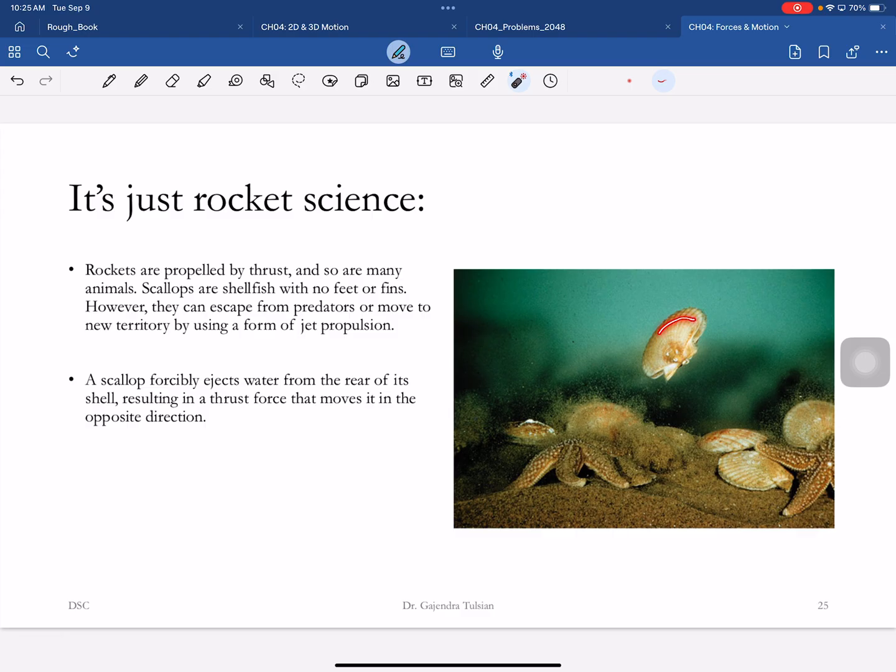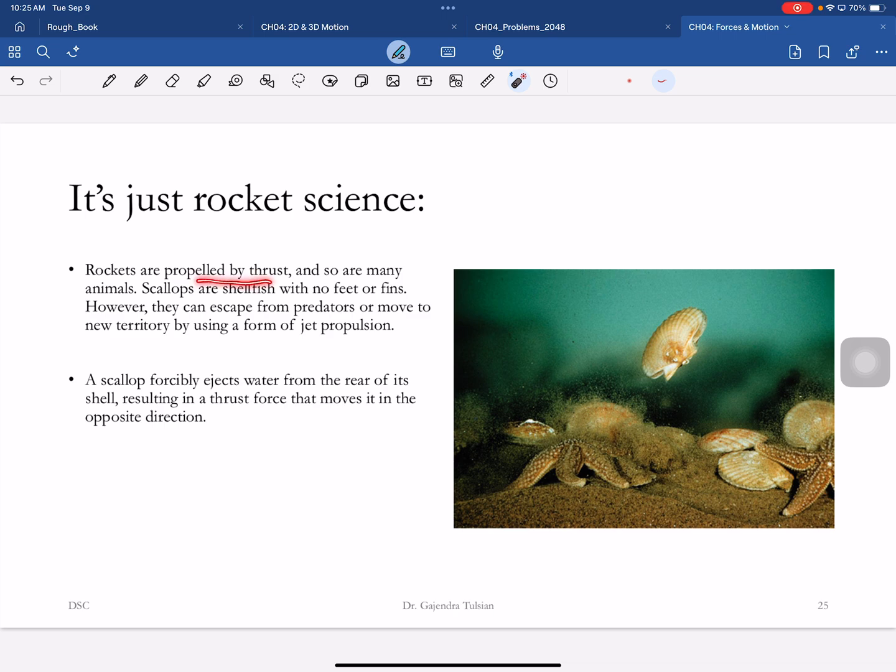And animals use this. Here is a scallop. It doesn't have fins or legs or anything. What does it do? It collects water in its chamber and shoots a jet of water. Then it can run away from a predator, or go from point A to B for better food. A squid does that too.